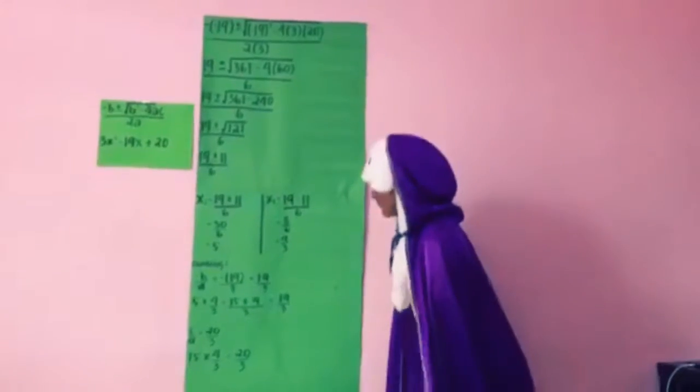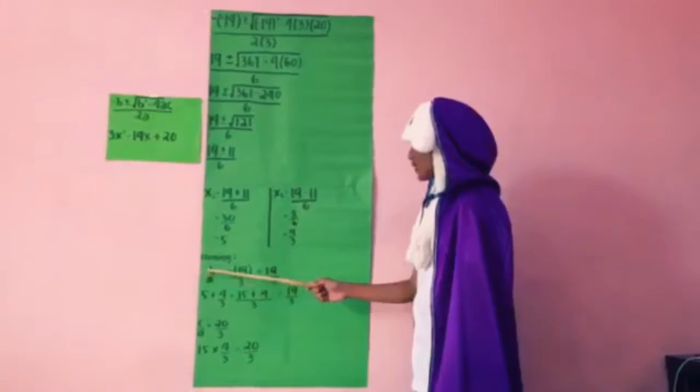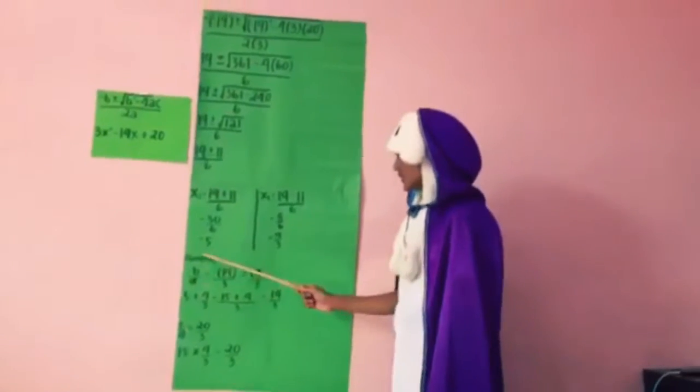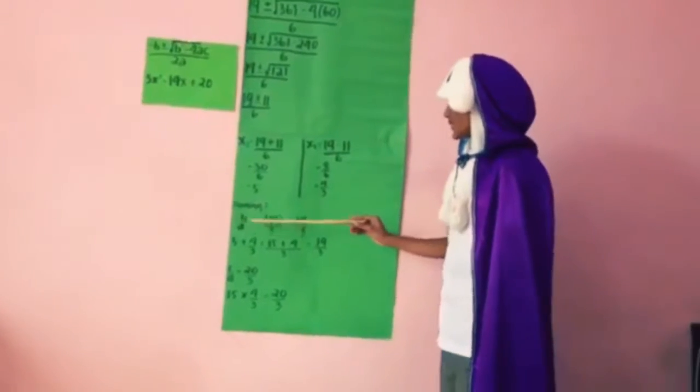Let's proceed. In checking, we need to know the two different formulas, negative b over a and c over a. Negative b over a, we need to use addition. Let's start with negative b over a.